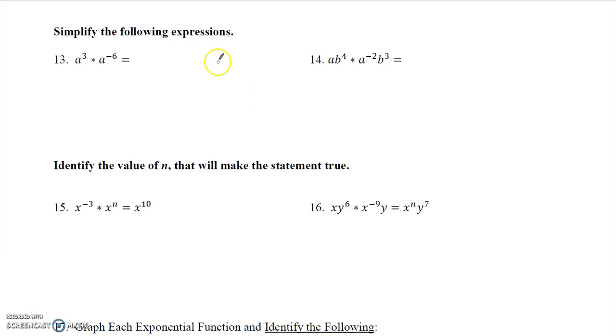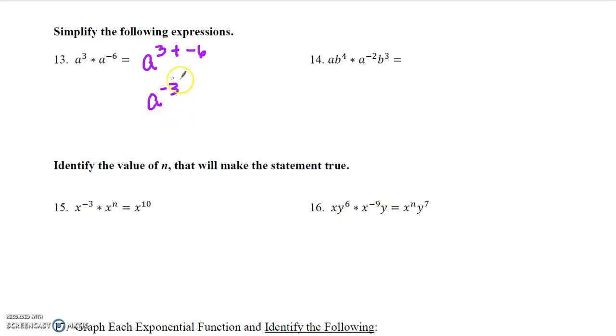So it just says to simplify the expressions. So if you'll notice that it is a multiplication problem and my bases are the same. So what do we do with our exponents when I'm multiplying and the bases are the same? Do you remember the rule? It was we add the two together. So I have a 3 plus a negative 6. And so that will give me a negative 3.